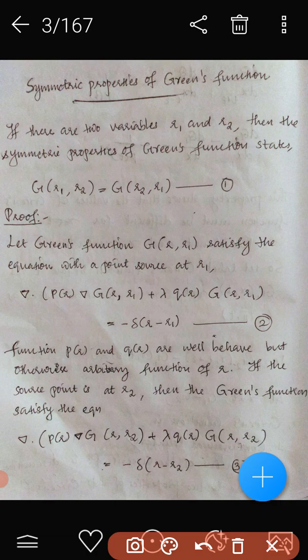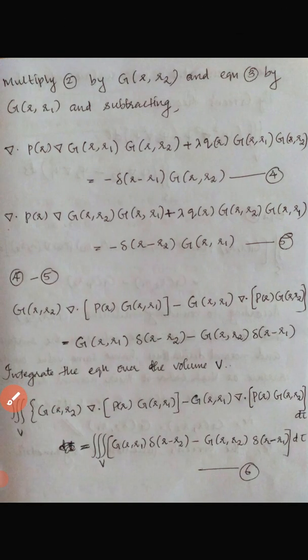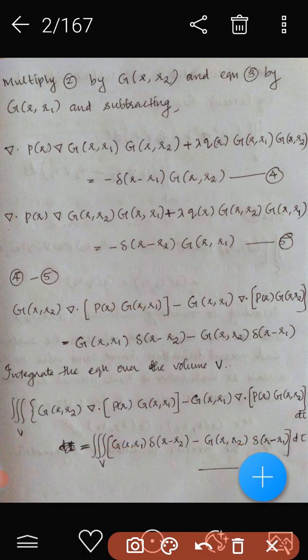Now if the point source is at a distance r2, then the corresponding Green's function, instead of r comma r1, I use r comma r2 here. So that is equation number 3. Now multiply equation 2 by g of r comma r2 and equation 3 by g of r comma r1, then we can subtract. So I multiplied r comma r2 with equation number 2, that is equation number 4. Then we multiply equation number 3 by g(r, r1), that is equation number 5.